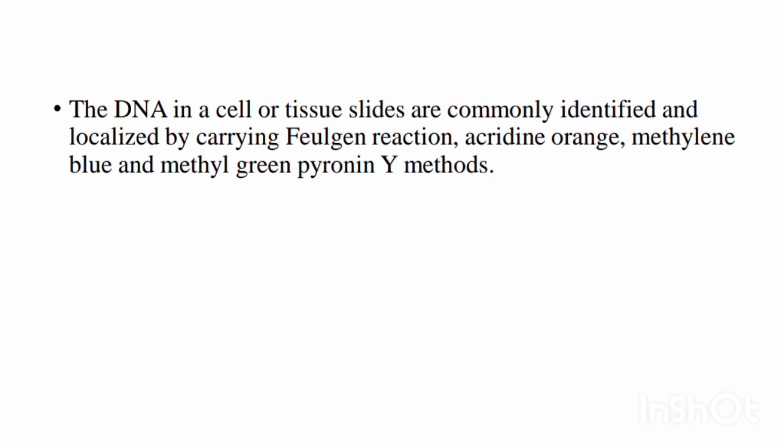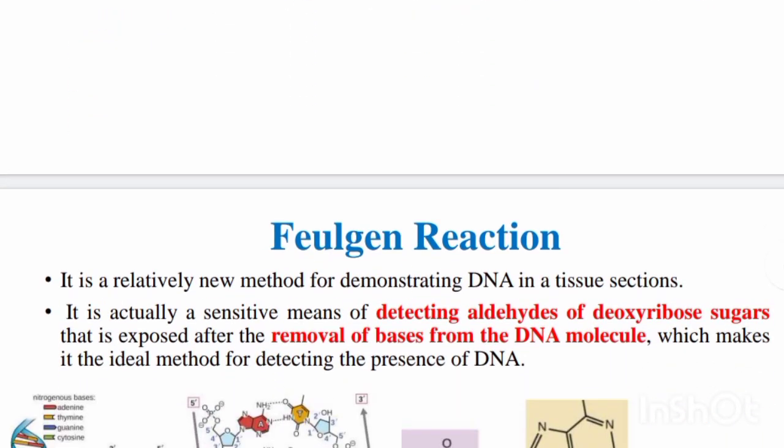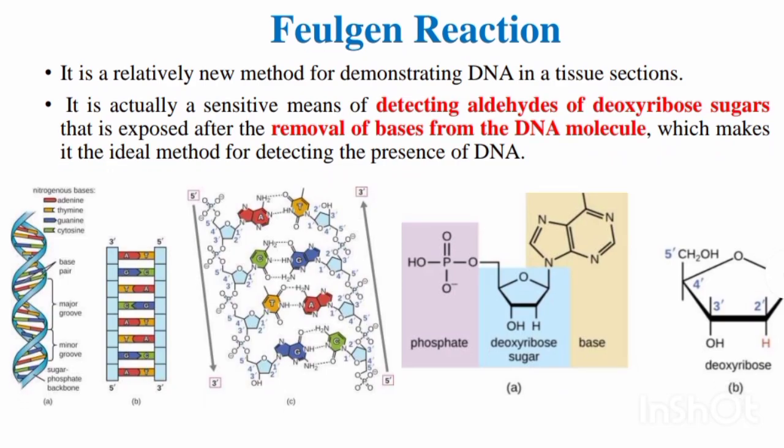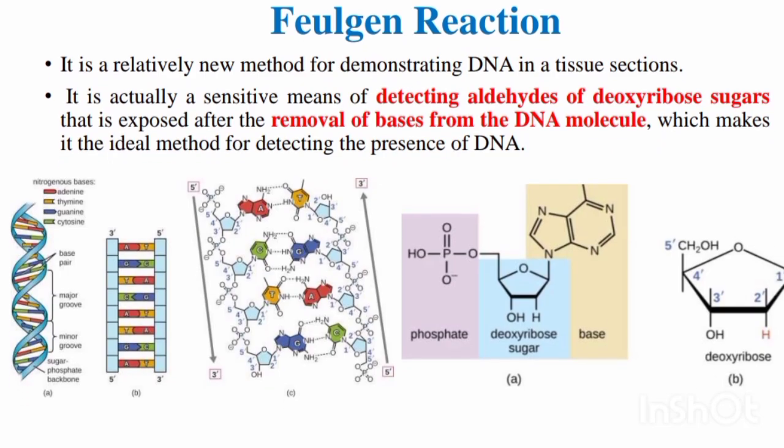Other methods are acridine orange, methylene blue, and methyl green pyronin. Next is the Feulgen reaction. It is a method to detect aldehydes of deoxyribose sugars. We use it to detect the aldehydes of deoxyribose sugars that are exposed after the removal of bases from the DNA molecules, which makes it an ideal method for detecting the presence of DNA.